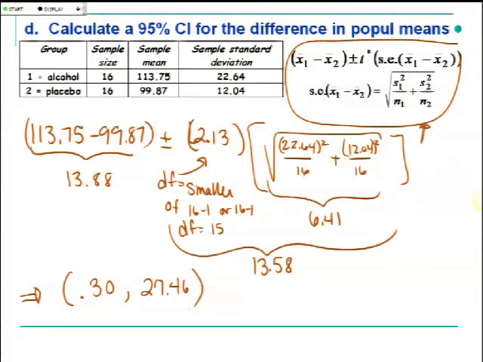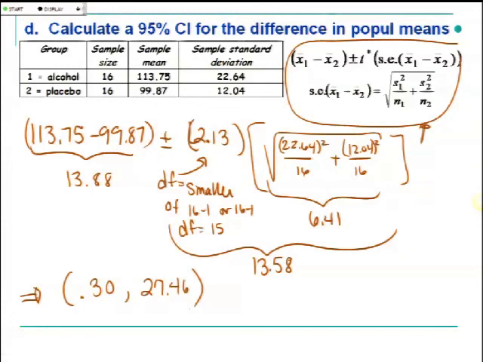Last clicker question, part E. You could be asked again to interpret this interval or interpret the confidence level that's attached to that interval. Would you be able to interpret that confidence level? You've done that a few times. All you really have to change out is the parameter that you're hoping will be in your interval here. And in our case, we would say what?